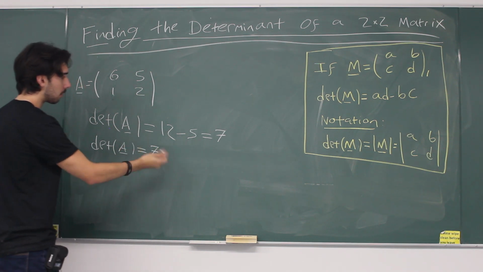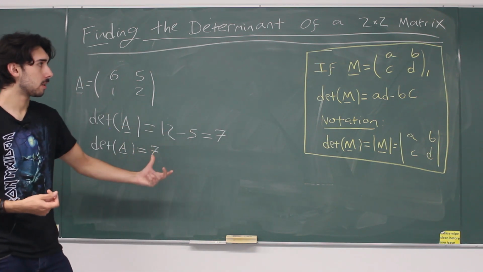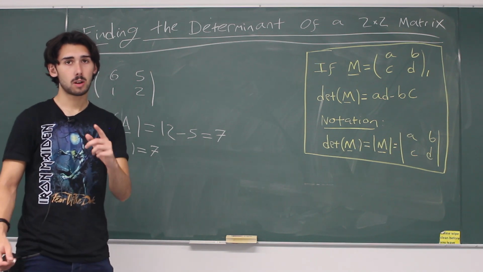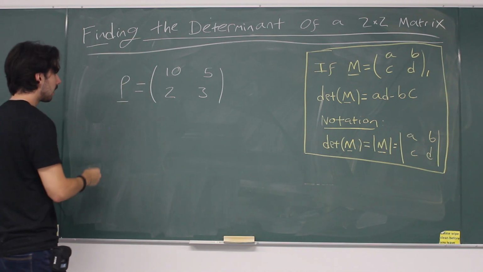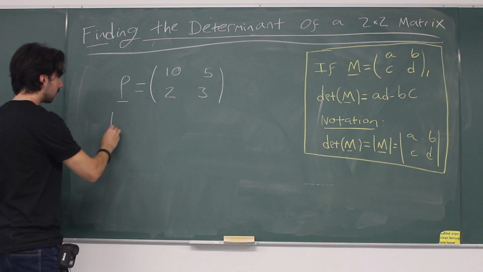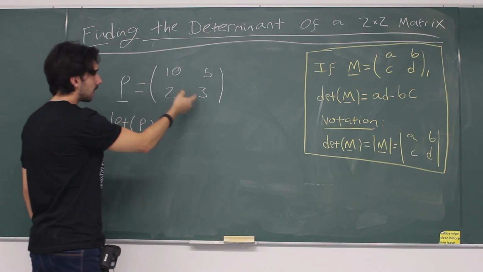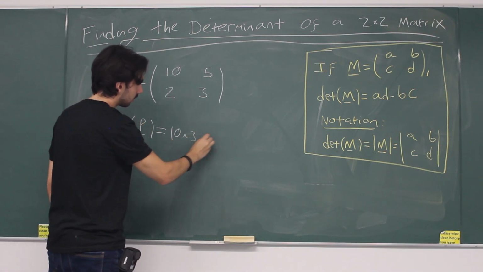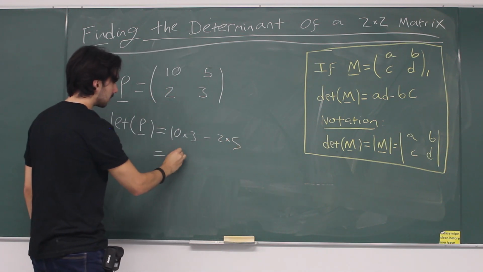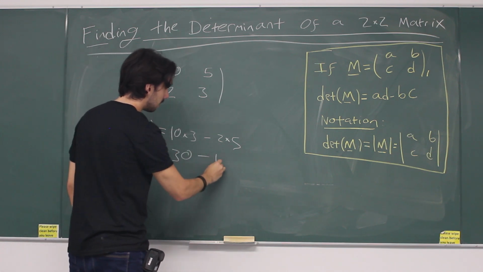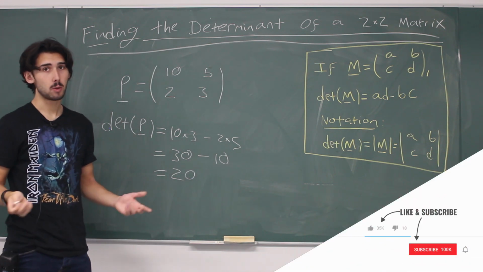So you see how we get a number out, we get a scalar, a normal number like the number 7, and this is just a number that is associated with the matrix. Let's do another example. Here we have the matrix P, 10, 5, 2, 3. The question is to find the determinant of P. Maybe pause the video and have a think about what it would be. The determinant of P is going to be 10 times 3, subtract 2 times 5. That's going to be 30 minus 10. So the determinant of this matrix is 20. That is really all there is to it.